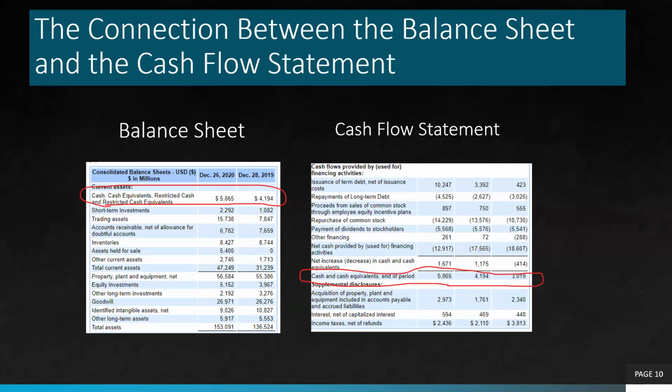Just to give you an idea of how the cash flow statement and the balance sheet are connected. If you look at the balance sheet, you can see the cash and cash equivalents, 58.65 and 41.94. And then if you look at the cash and cash equivalents at the end of the period on the cash flow statement, you can see that those numbers are the same.